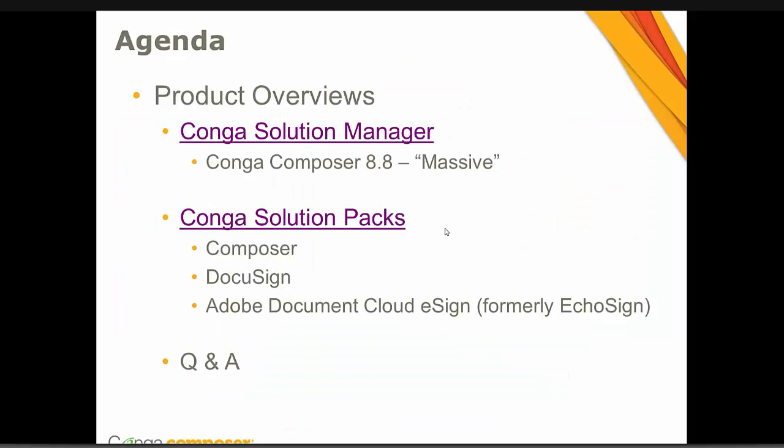And the agenda today, a little bit of an overview of the Conga Solution Manager. Again, that is in the Conga Composer package currently on the App Exchange, codename Massive. Those are the Colorado 14ers. That's the second highest 14er in Colorado. Those are our 14,000-foot mountains. Conga Solution Packs, the super quick way to get off the ground running with a working solution in your org. There's a Composer version, a DocuSign version, and an Adobe Document Cloud eSign, formerly EchoSign, version as well. We'll talk about those a little bit towards the end and where you can get those and what they include. And then hopefully at the end a little Q&A.